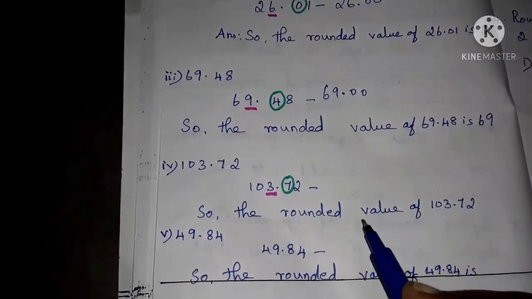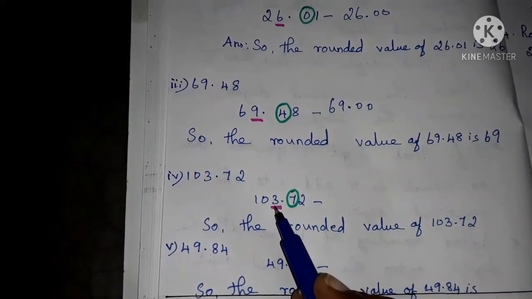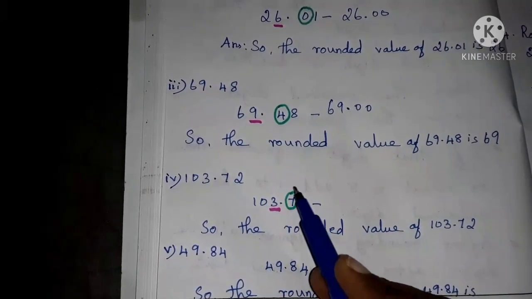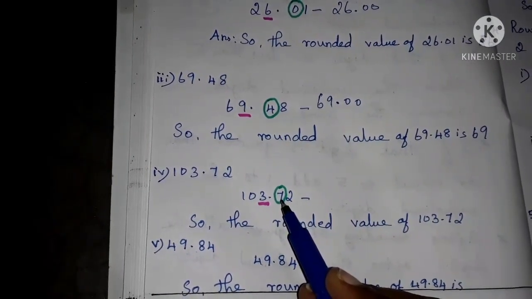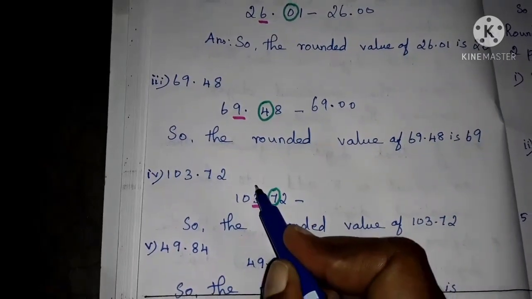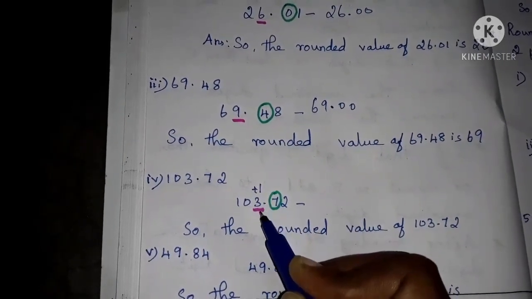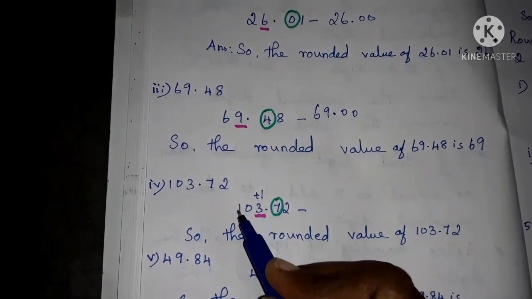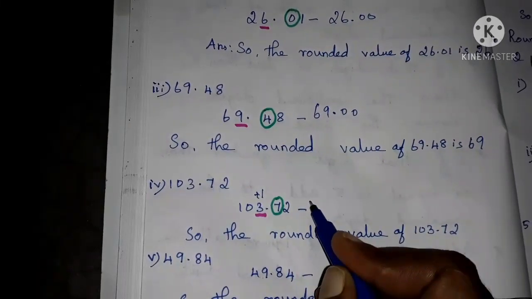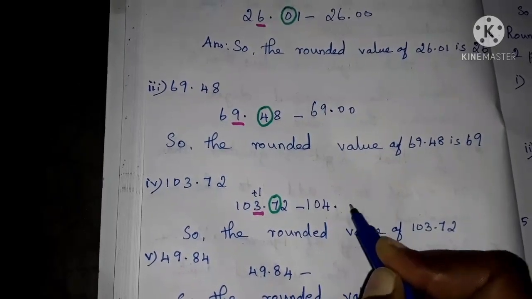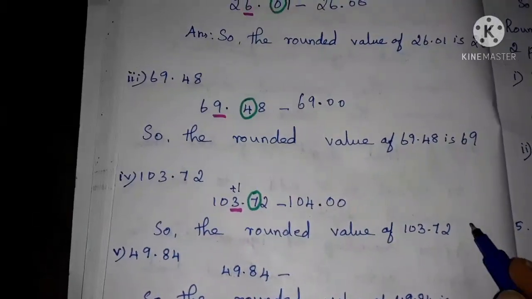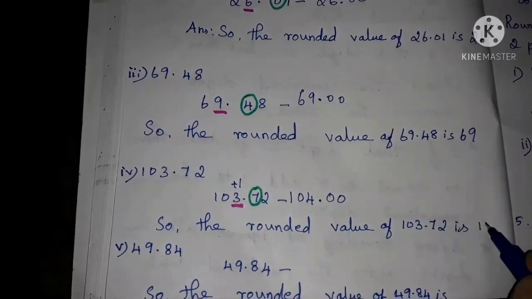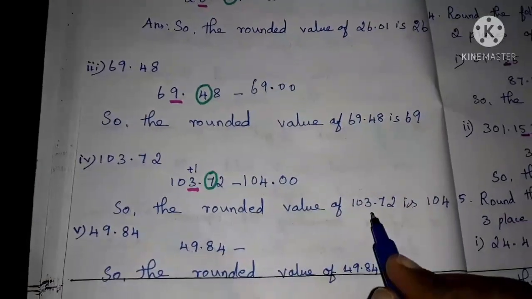Next, 103.72. So 103. The underlined digit is 3. We have to round off. We see the 7: is it less than 5 or greater than 5? Yes, it is greater than 5. What is the rule? We have to add 1 to the underlined digit. Now 3 plus 1 is 4. So 104. After the underlined digit, we have to ignore it. 0, 0. So our answer is 104. So the rounded value of 103.72 is 104.